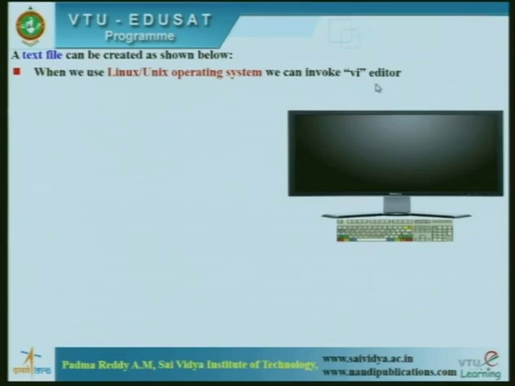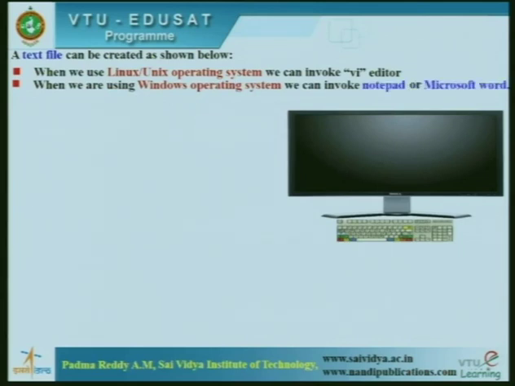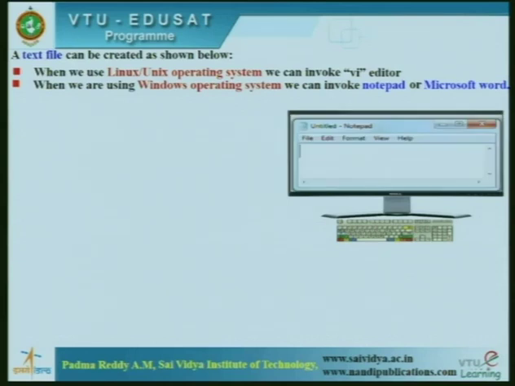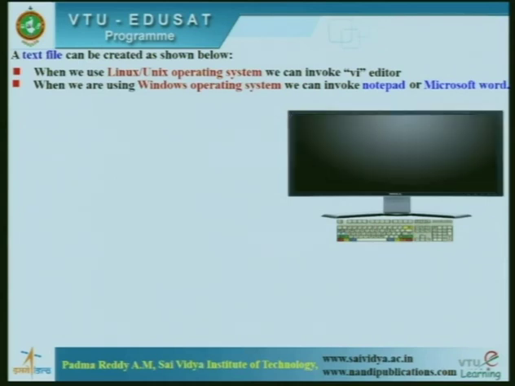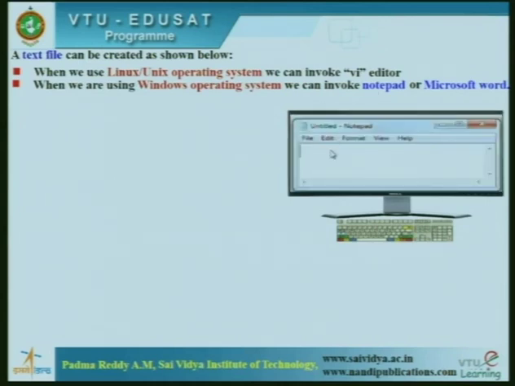I can invoke the VI editor, and if we are using Windows operating system, we can invoke either the notepad or we can use a Word document, Microsoft Word file. Now suppose I use the notepad. Here I can start typing something. So after invoking the editor, type the text. For example, I may type something like this.